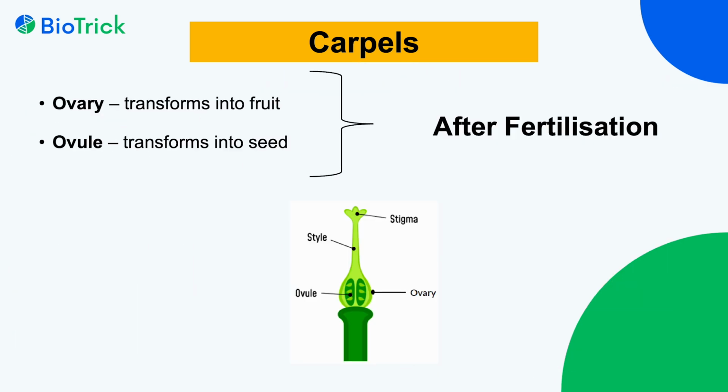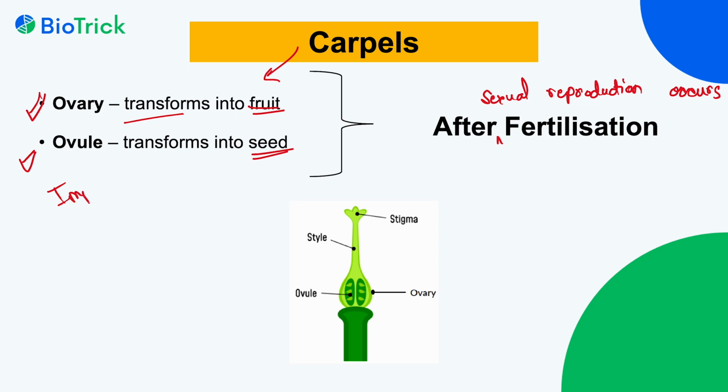Now, after fertilization, when sexual reproduction occurs, the carpel's ovary gets transformed into fruit, while the ovule forms the seed. It is the most important point. After fertilization, the ovary transforms into the fruit that we eat, and the ovule forms the seed. Suppose the ovary gets transformed into an apple fruit, and the ovule gets transformed into seed.